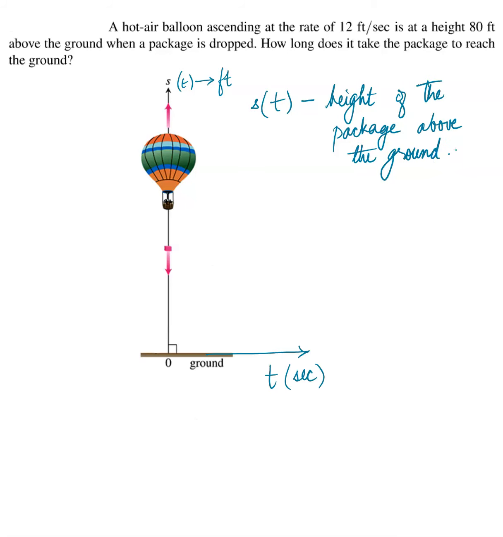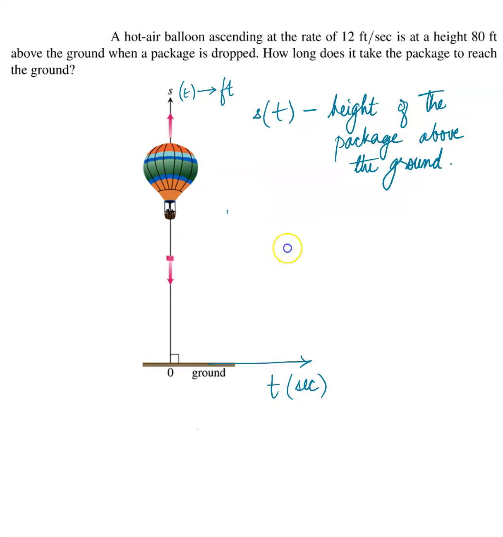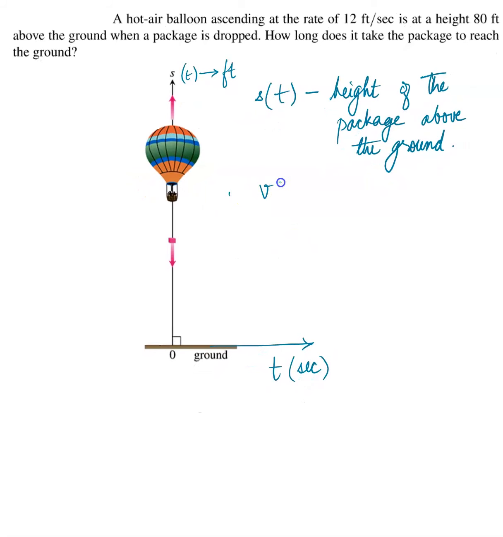The whole problem is about how long it takes the package to reach the ground. So we're not particular about the balloon itself, it is the package that's falling to the ground. But we're interested in the balloon just because they gave us information on the speed of the balloon, so that's coming up next. We want to consider v of t, velocity, right? It denotes the velocity of the package at time t, because it's v of t.